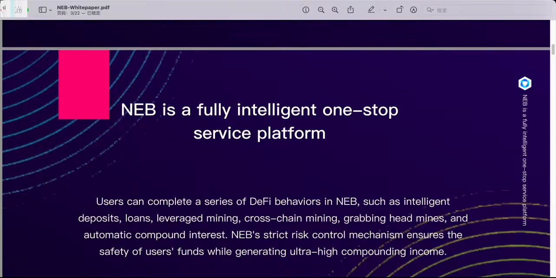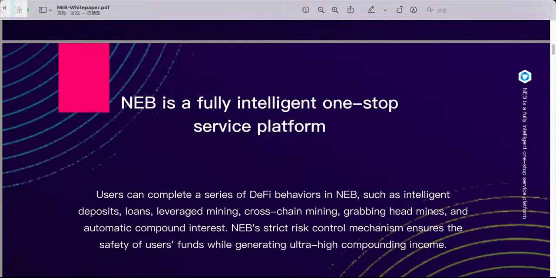When you deposit, I mean when you provide liquidity in the pool, if you don't withdraw your principal from the staking pool, the yield together with the principal will automatically be deposited into the forward staking pool. Also, DeFi NEB's strict risk control mechanism ensures the safety of the user's funds while generating ultra high compounding income. If you deposit your crypto assets into the staking pool for the long term, you can get ultra high compounding income.